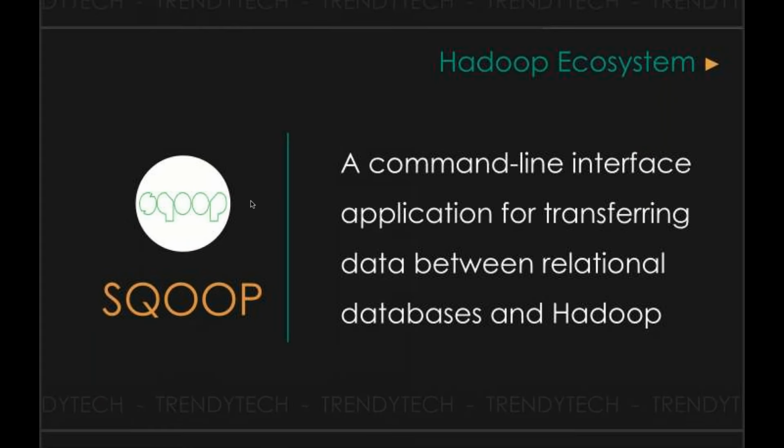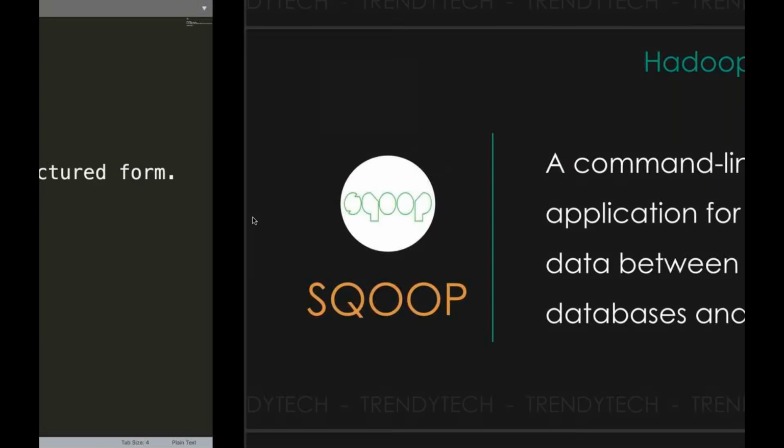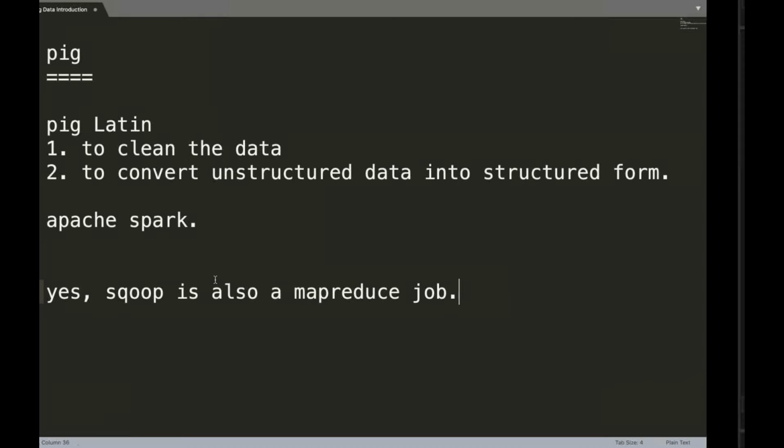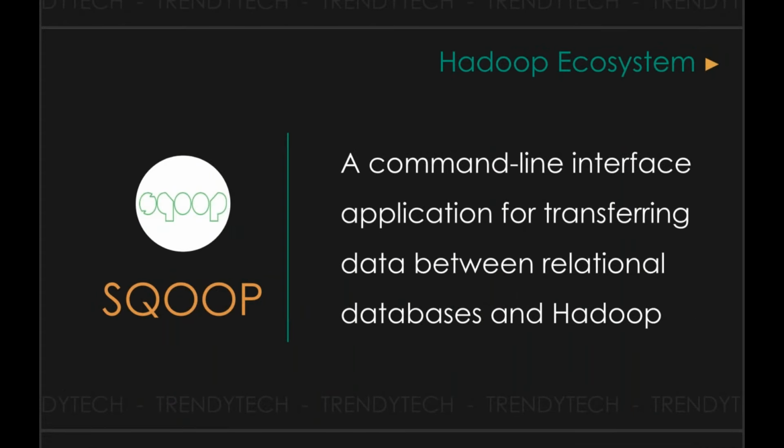Now, Scoop, as I said, is for data ingestion. If you have your data in traditional databases and you want to bring this data to HDFS, you can write Scoop commands to do that. Now let me ask you again a question. Is Scoop also MapReduce? We understood Hive was MapReduce internally, Pig was MapReduce internally. Is Scoop also MapReduce? So the answer is yes. Scoop is also a MapReduce job.